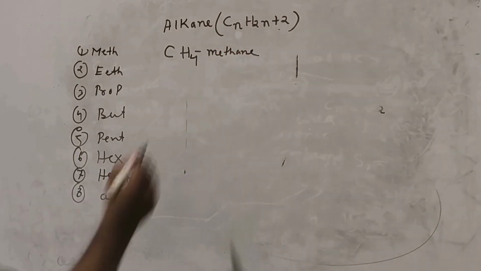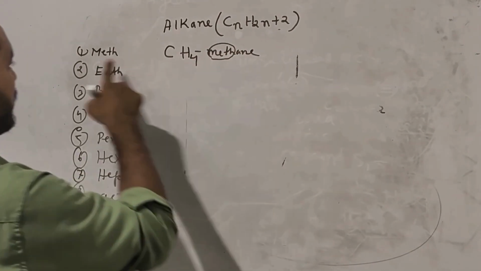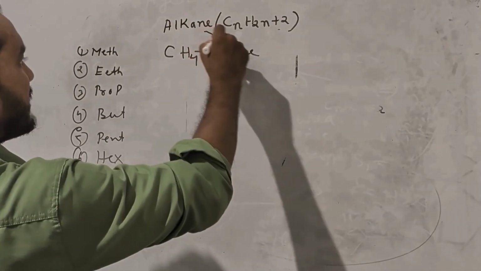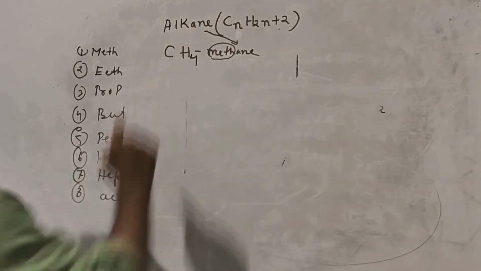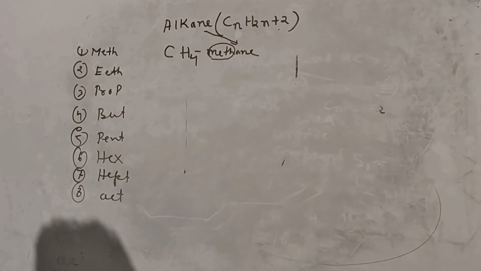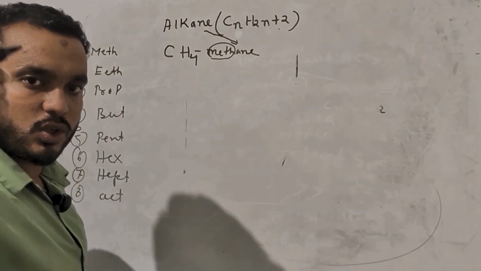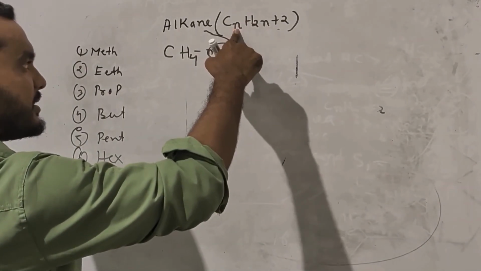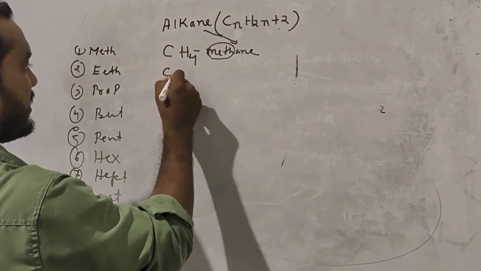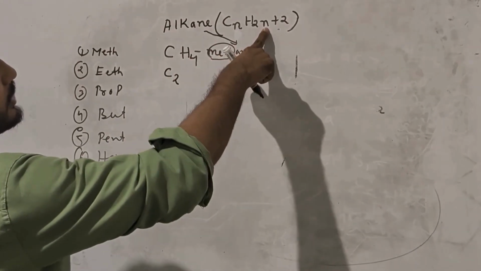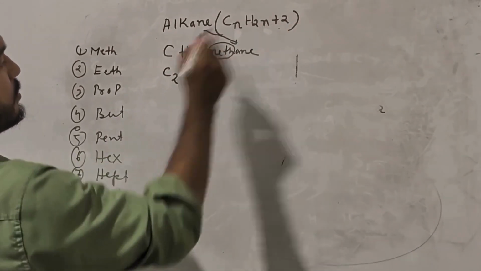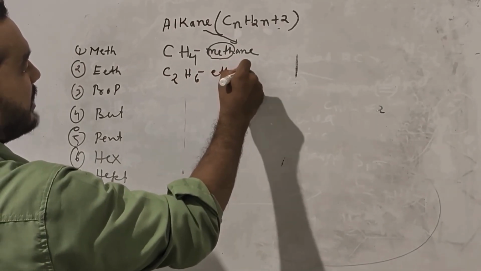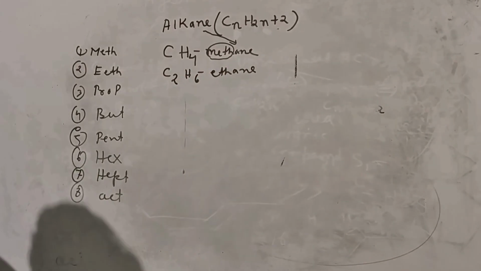Meth is for one carbon in a carbon chain, and ane indicates the saturated hydrocarbon, alkane. Next, if in a carbon chain there are 2 carbon atoms, I can place it here as 2. That means C2. Here also I need to place 2 into 2, 4 plus 2, 6. And this is called ethane. Are you getting my point?